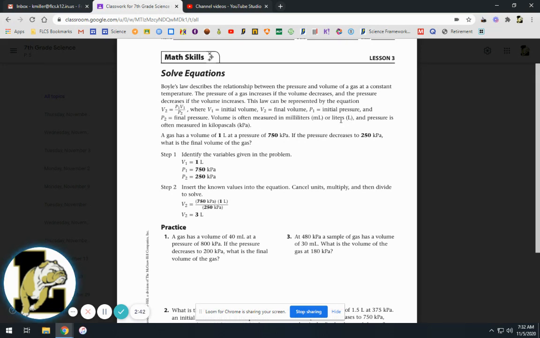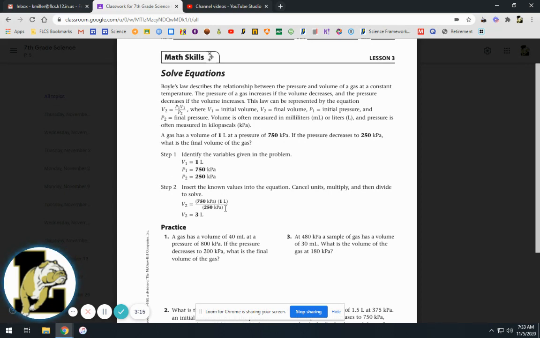To make it as simple as possible, I know that sounded a little confusing, make sure that you realize you're going to be given 3 of the 4 variables, and you're going to solve for the one variable that you are not given. So take a look at this example. It says a gas has a volume of 1 liter at a pressure of 750 kilopascals. If the pressure decreases to 250 kilopascals, which is kPa, what is the final volume of the gas? You are given volume 1, you are given pressure 1, you are given pressure 2.